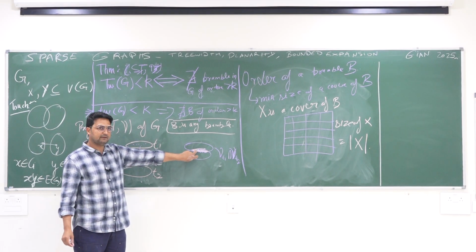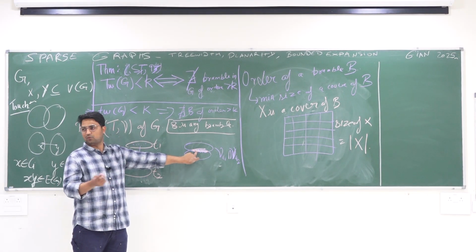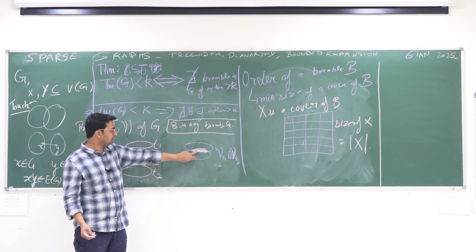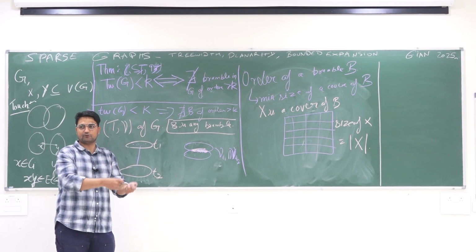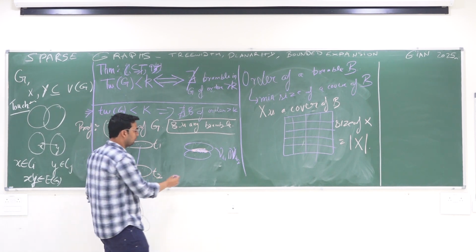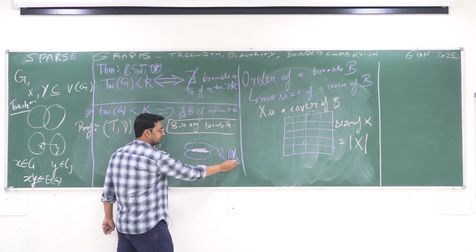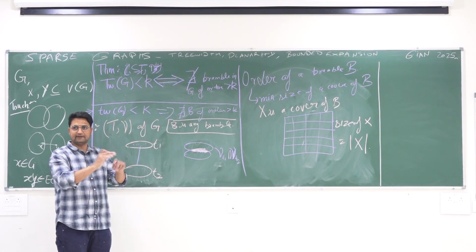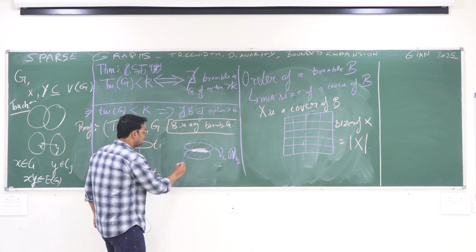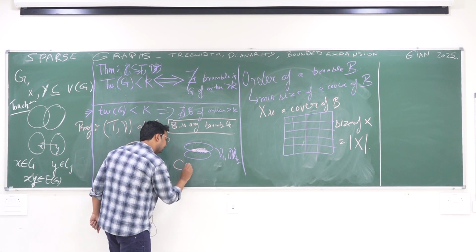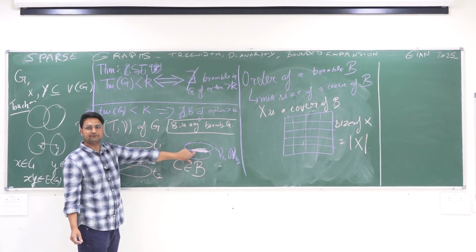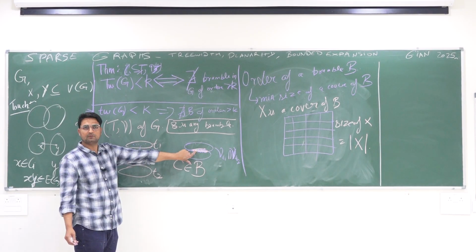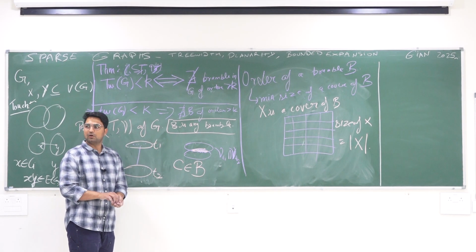Now, either this is a hitting set of my Bramble, and if this is a hitting set, we are done, because both of these bags are a hitting set of my Bramble. So let's assume that V of T1 intersection V of T2 is not a hitting set. It implies there is some component C in my Bramble B which is not hit by this intersection. Cover.